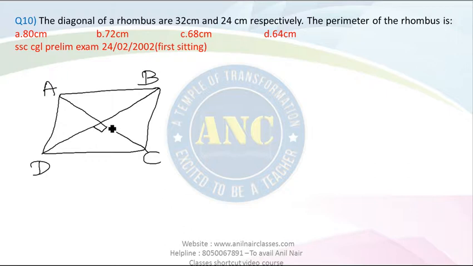They both will be perpendicular and they both will bisect each other. 32 will become 16 and 16, 24 becomes 12 and 12. Beautiful. Till here it is clear. Find the perimeter of the rhombus. Now, perimeter of the rhombus is what I am interested in. That means if I find one of the sides, my answer is over.